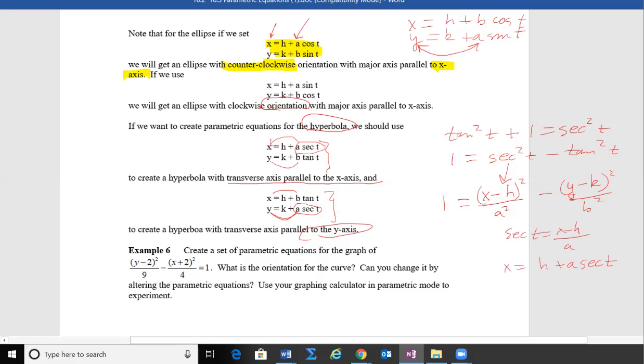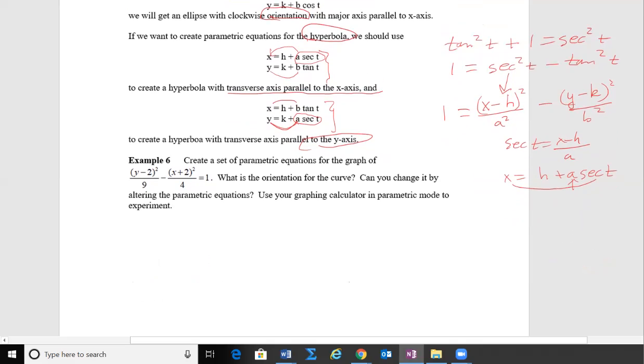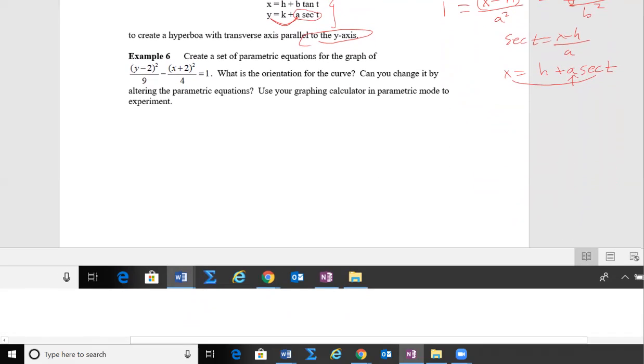Your x and your secant are together, so that means that will be where your a belongs. Okay, your a goes with the positive term. Now remember, the size of the a and the b really doesn't dictate; it's the fact that the a goes with the positive term. So that's how you'd always have it. Anyway, let's go ahead and work this one through.